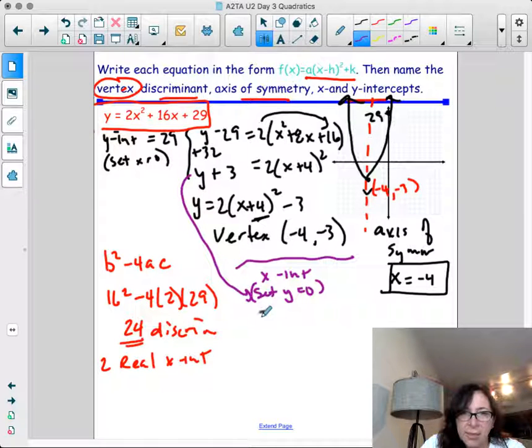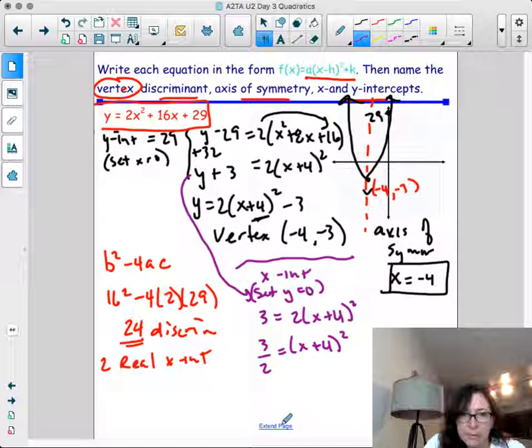So I'm going to have 3 is equal to 2 times x plus 4, quantity squared. I'm going to divide by 2. I get 3 halves equals x plus 4, quantity squared.